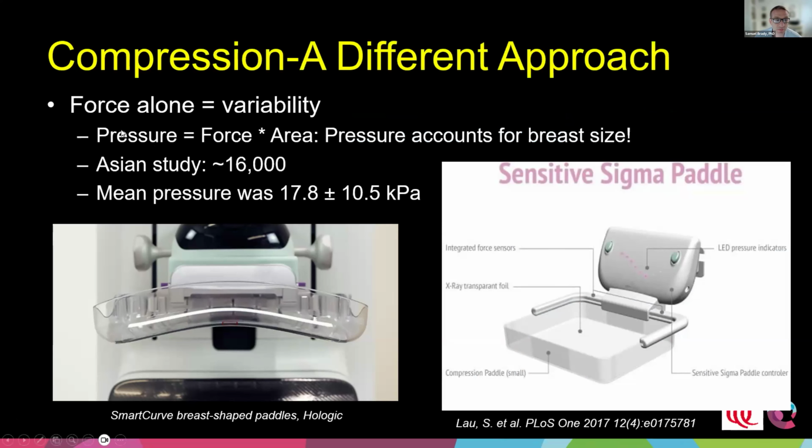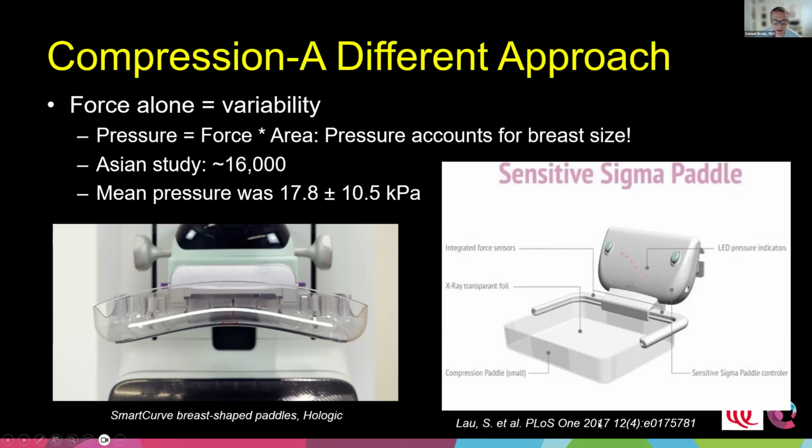And so there's been a large discussion over the last probably 5 to 6 years, probably even more, like 10 years, where there's a push to, instead of using force, use the term pressure. Pressure is force divided by area. And so it takes into account the force applied to the breast and the area or size of the breast.